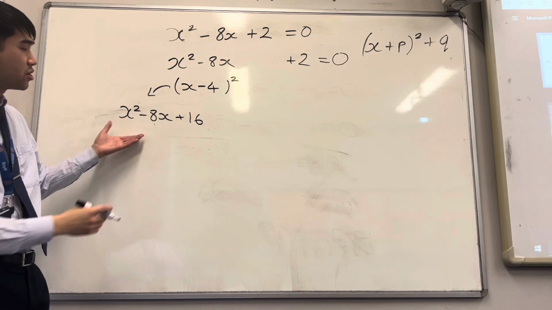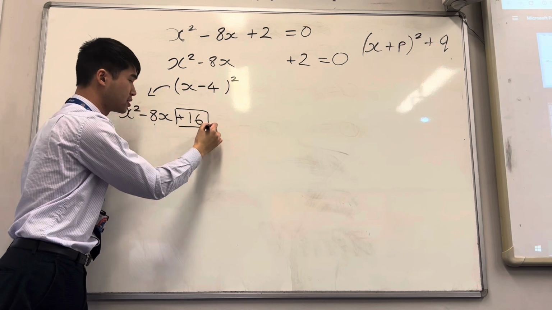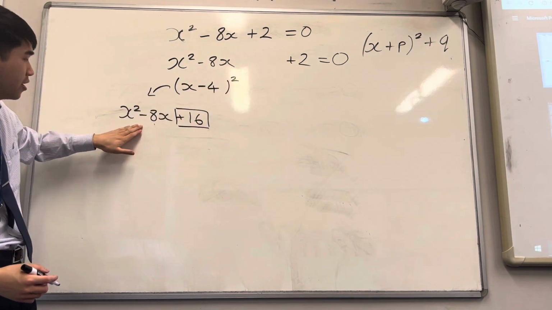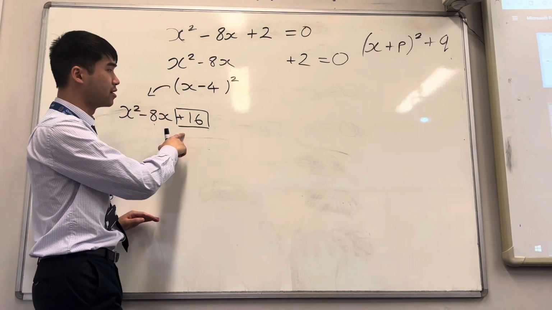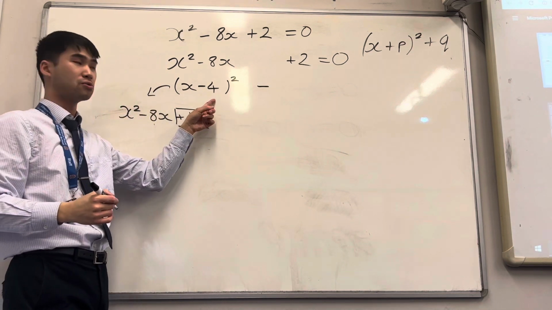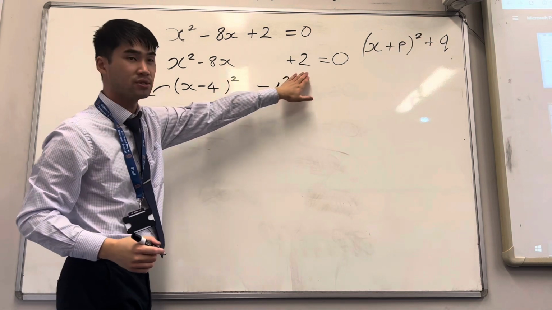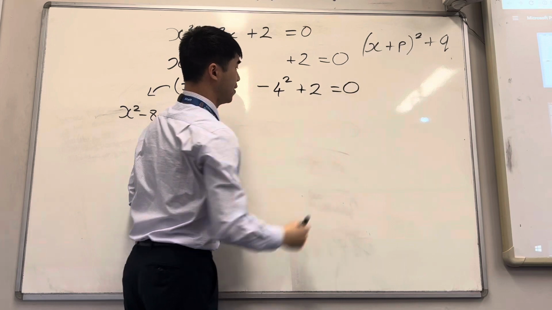Now, this is good. I like this. I don't particularly want this extra plus 16 there. There's just one x squared minus 8x, which I've got here. But I don't want that plus 16. So I'm going to remove that plus 16 by taking away this 4 squared here. I take away 4 squared. The plus 2 is still there, and that's still equal to 0.